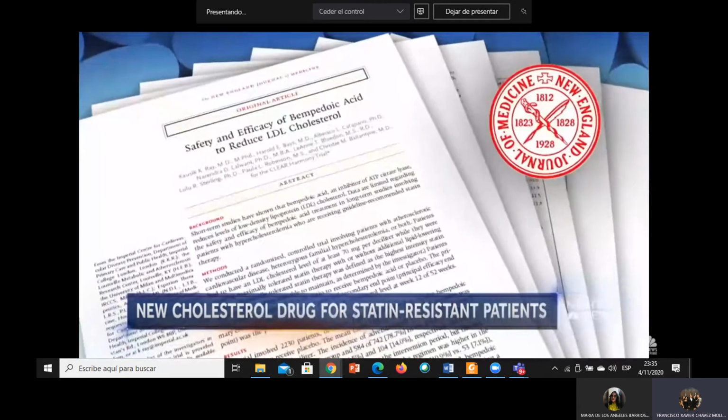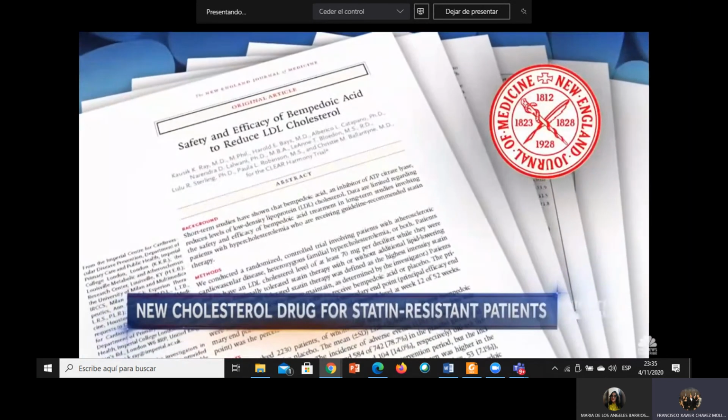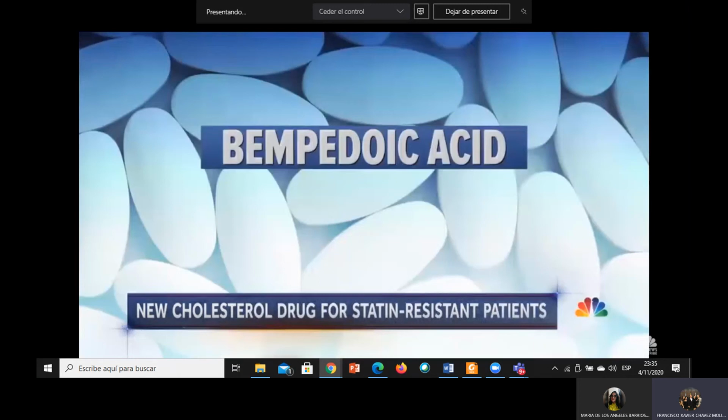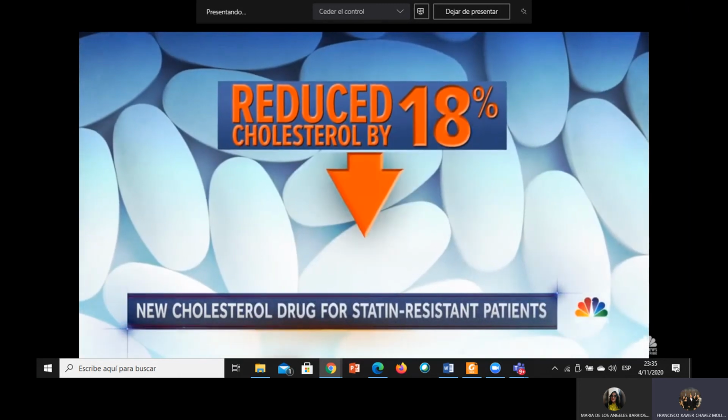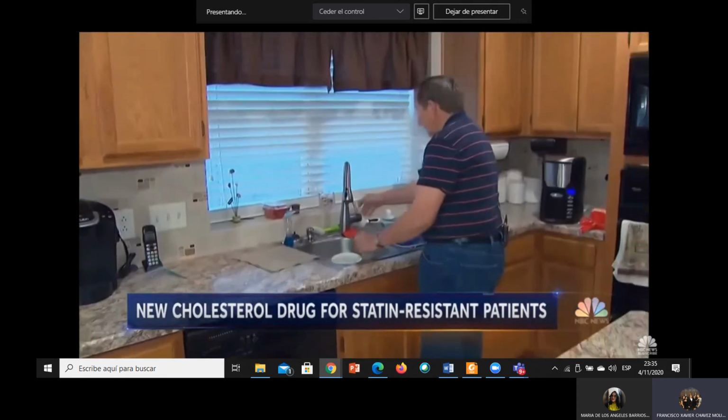Now a new study in today's New England Journal of Medicine is reporting that an experimental medication called Bempedoic Acid, taken along with a statin, reduced cholesterol by 18%. This medicine could help a lot of people. Many people can't take a high dose of a powerful statin. So particularly we use combinations, 2 medications, sometimes lower doses, to get the same effect.